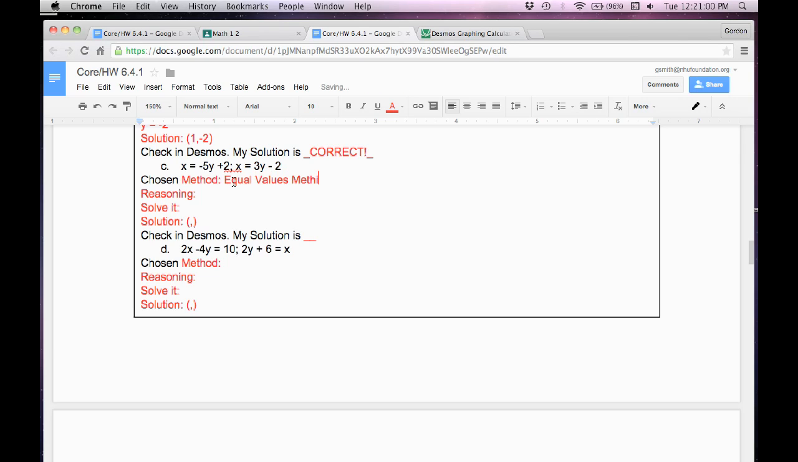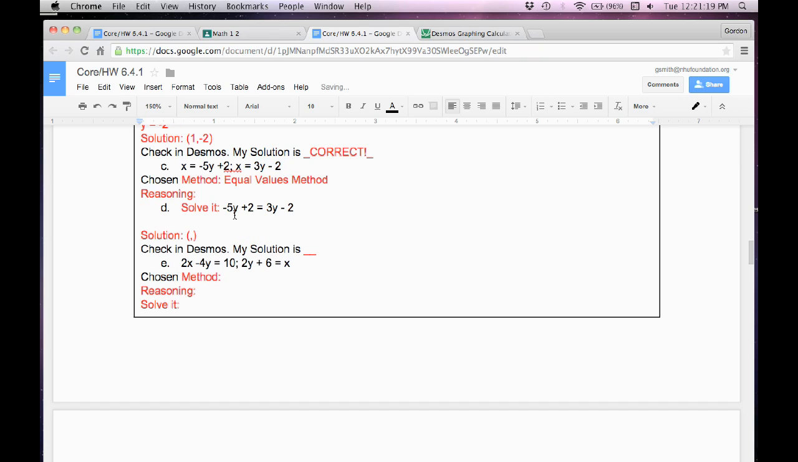In this case, x is isolated, so you can make your new equation. My new equation is going to be this expression is equal to this expression, because the two expressions are equal to each other, because they're both equal to x. So basically I'm substituting out the x value on both sides.